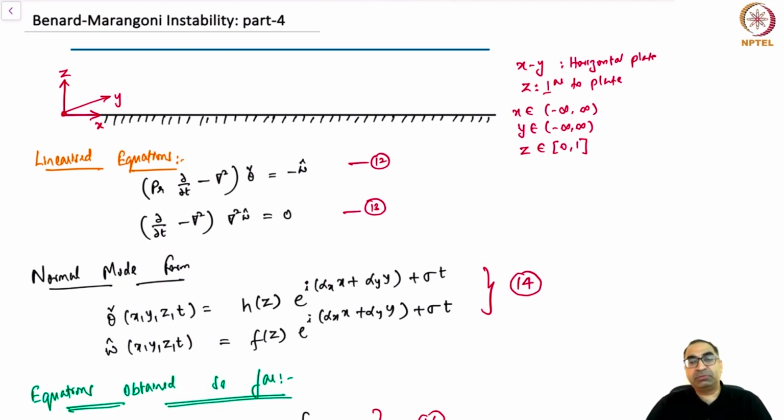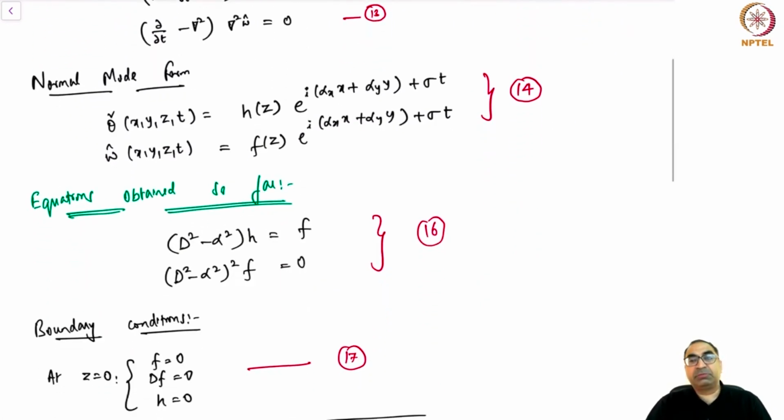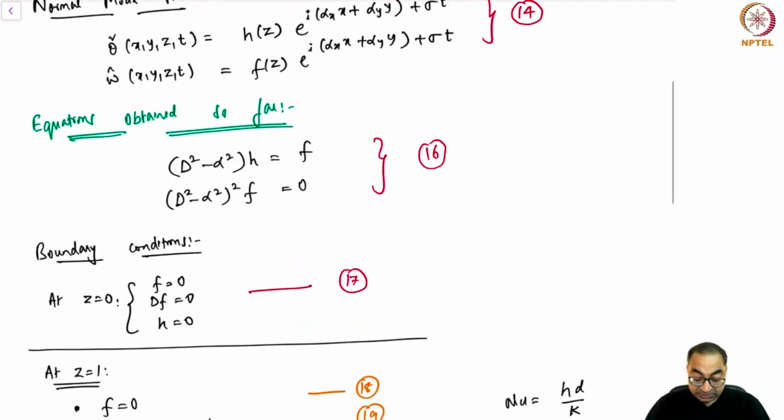Then we assume the normal mode form of these equations, and after taking the normal mode form, we were able to derive two ordinary differential equations, ODEs. That's equation 16. So the f and h are the eigenfunctions for the vertical velocity and the temperature respectively. Then we derived the boundary conditions as well.